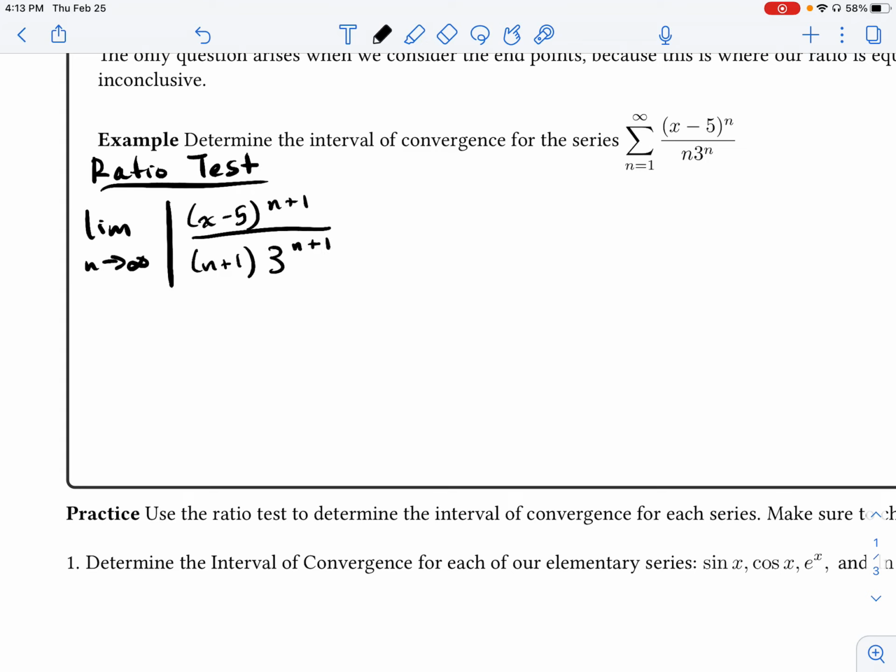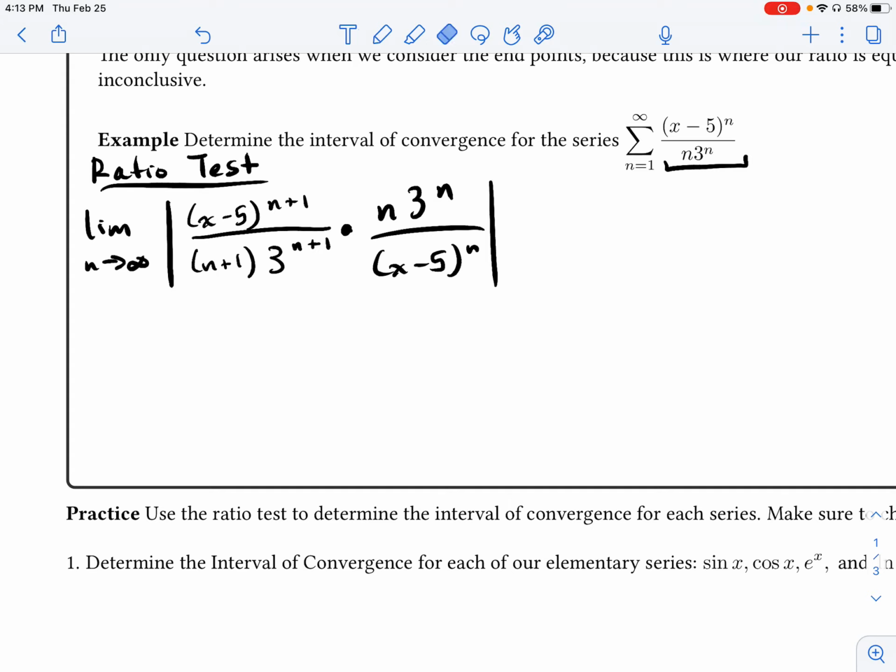And if I go ahead and divide all of this by my current series, remember that anytime you divide by a ratio, it's equivalent to multiplying by the reciprocal. So I'm just going to go ahead and write that denominator here in the numerator. So we then have (x minus 5) to the n.